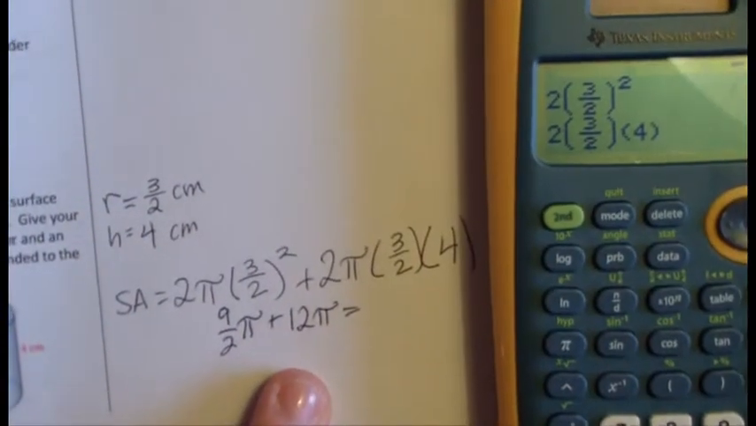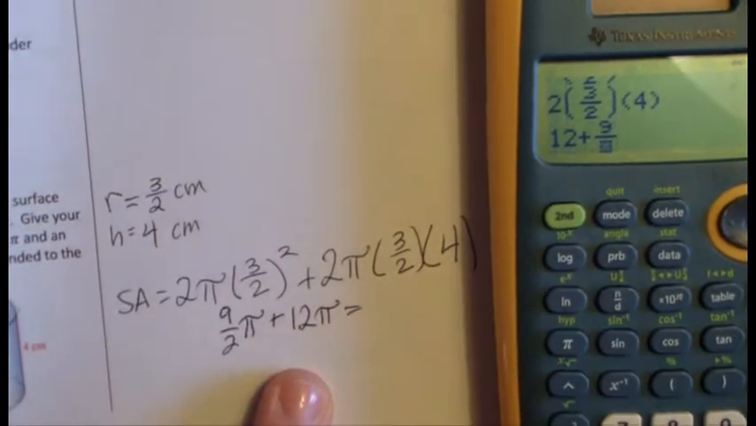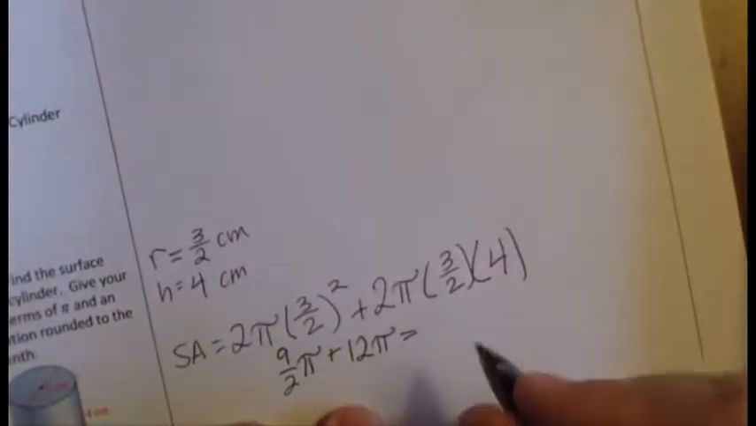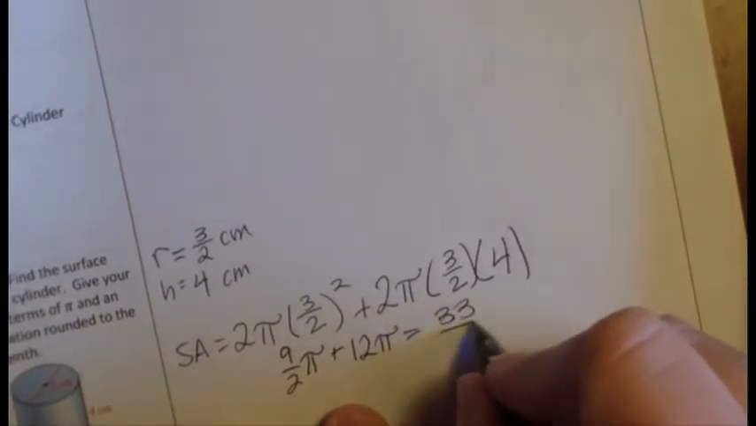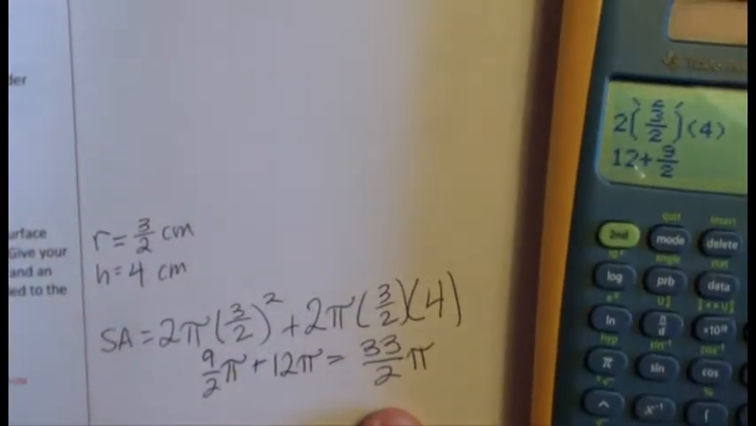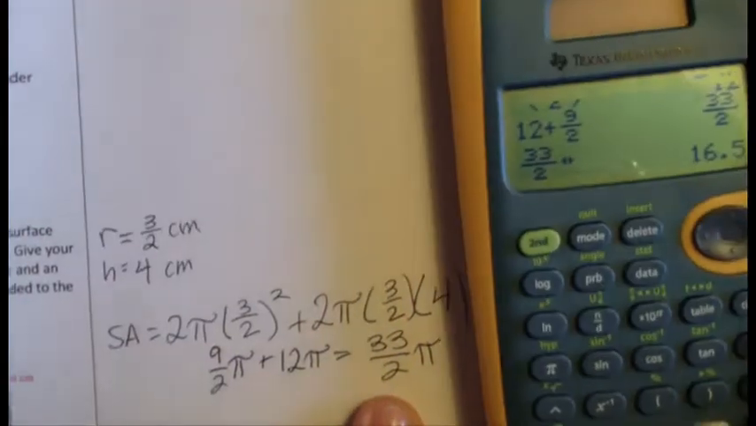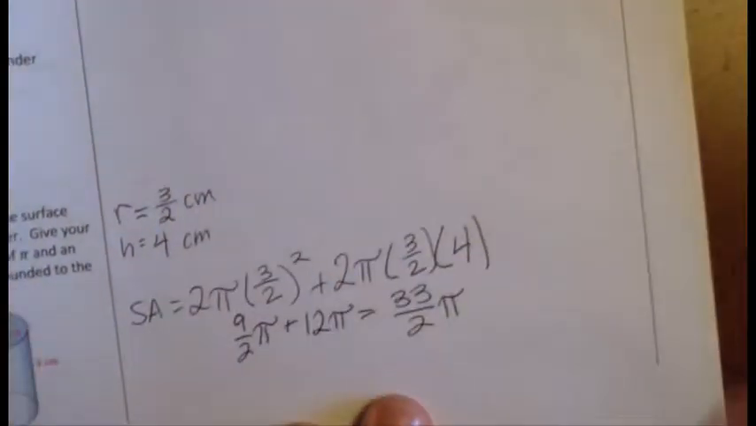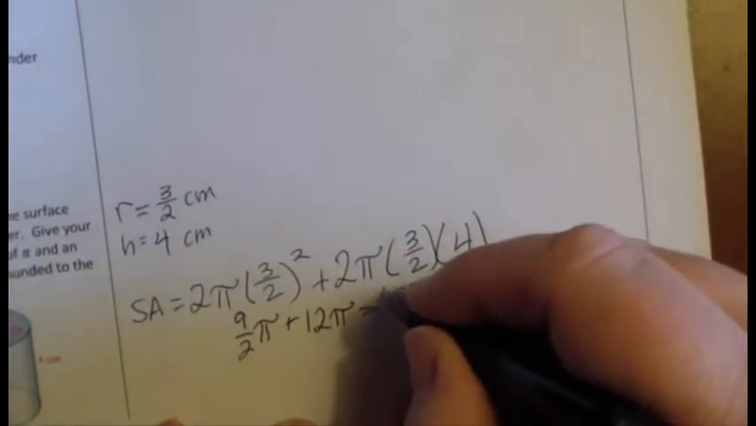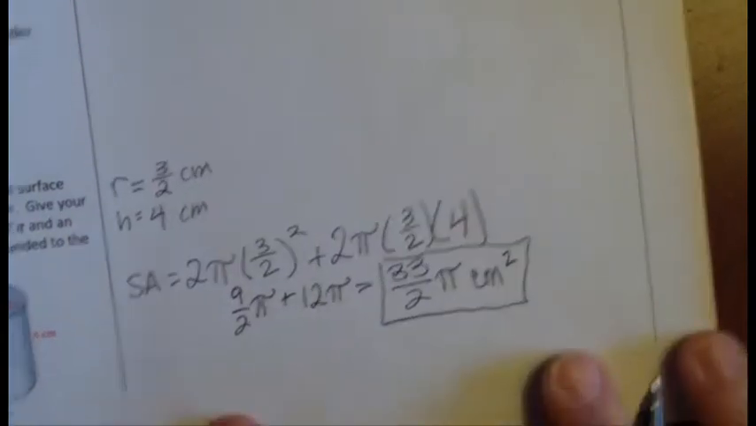And then if you add 12 plus 9 over 2, we get 33 over 2. So our surface area, 33 over 2 pi. If you had used decimals, you should have gotten 16.5 pi. That would have been the same thing. So 33 over 2 pi centimeters squared is our surface area. So that is our exact solution.